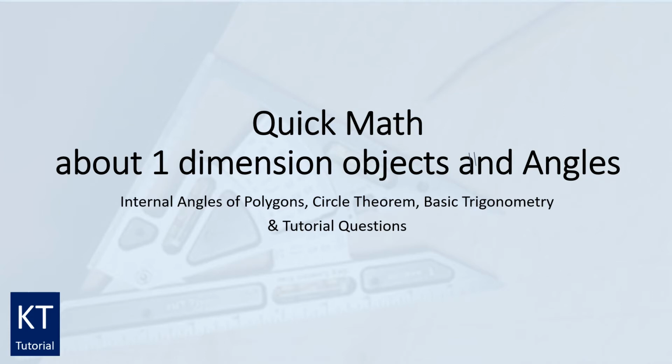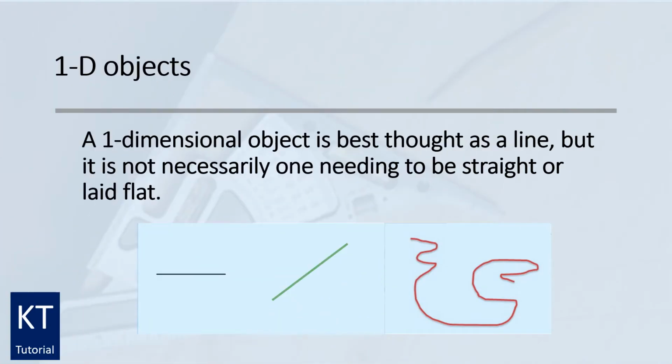This segment will start with what is a one-dimensional object, then move on to basic angle theory in math. So how does one describe a one-dimensional object? It is best thought of as a line, but it is not necessarily one needing to be straight or laid flat.